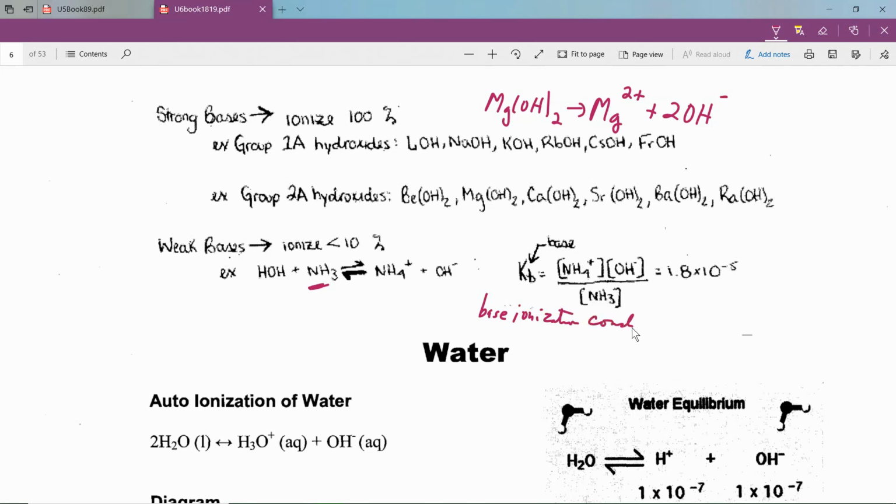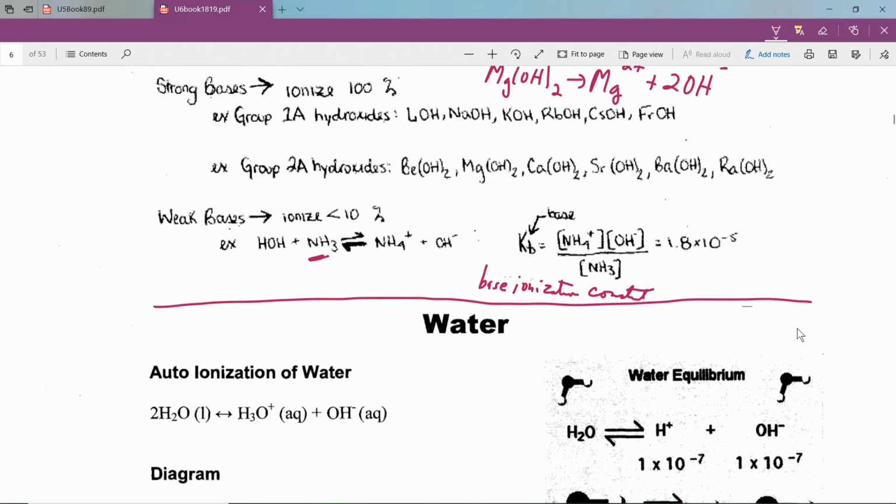And the Kb is NH4 plus times OH minus over NH3. And by a coincidence, to 1 decimal place, the Kb for ammonia is the same as the Ka for acetic acid, 1.8 times 10 to the minus 5. Again, we don't use units for that. Okay?